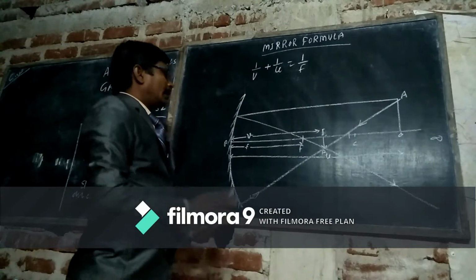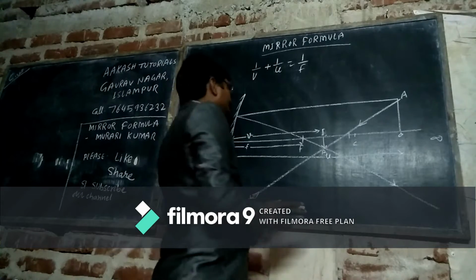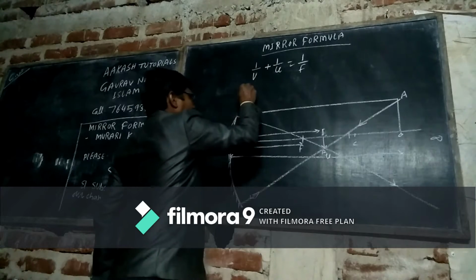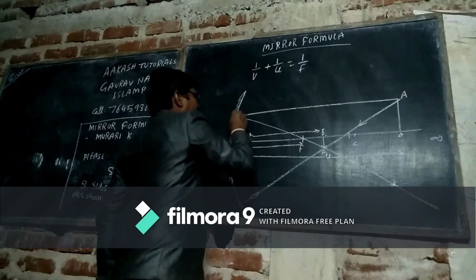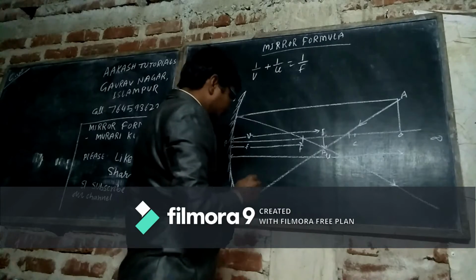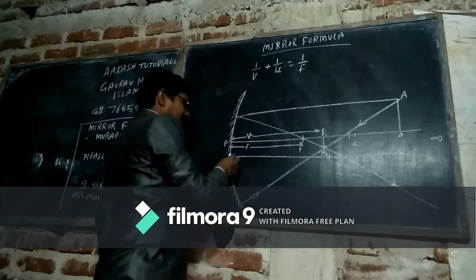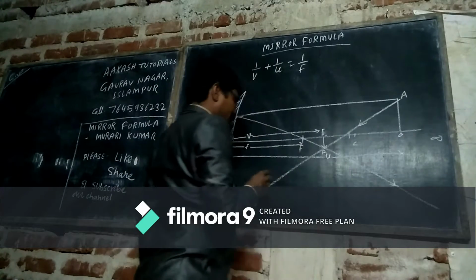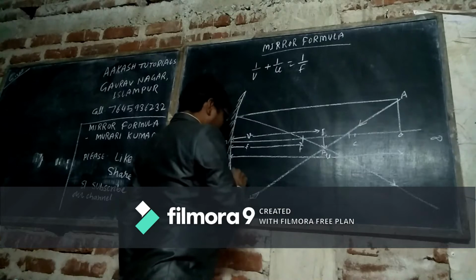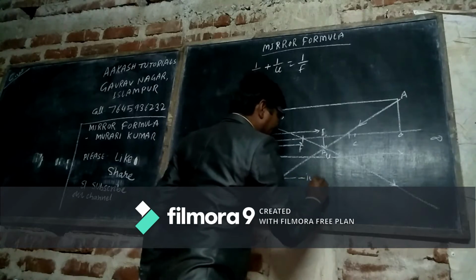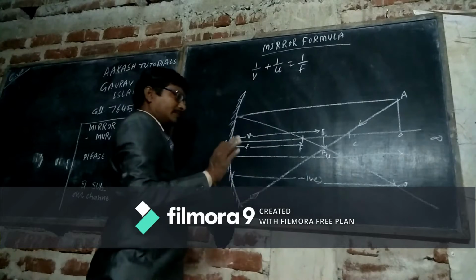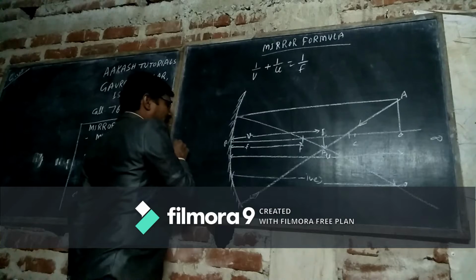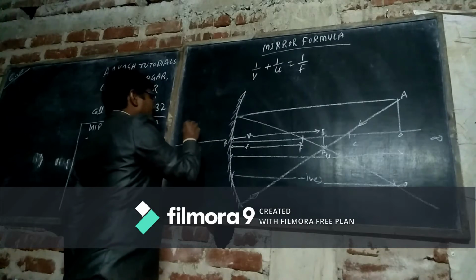Now, after making it clear, let us discuss the sign convention, that is, what the various sign conventions are. All the distances measured in front of the mirror will be negative. Everything on this side will be negative, whether it is F, V or U. And if the image is formed behind the mirror, it will be positive.